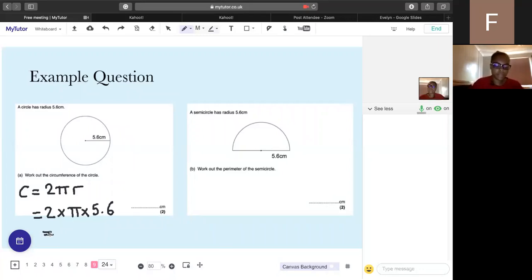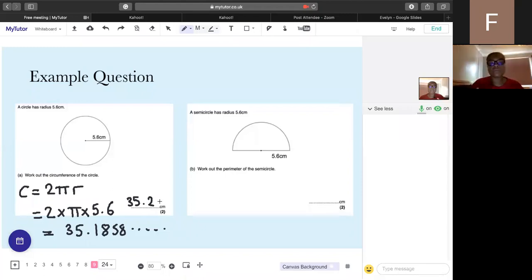So if we use a calculator, 2 times pi times 5.6, we get 35.1858, and it goes on a little bit. Now remember, they haven't told us how to leave it, so leave it to at least 1 decimal place. So I would say that that is 35.2. So that would be our answer for the first one.